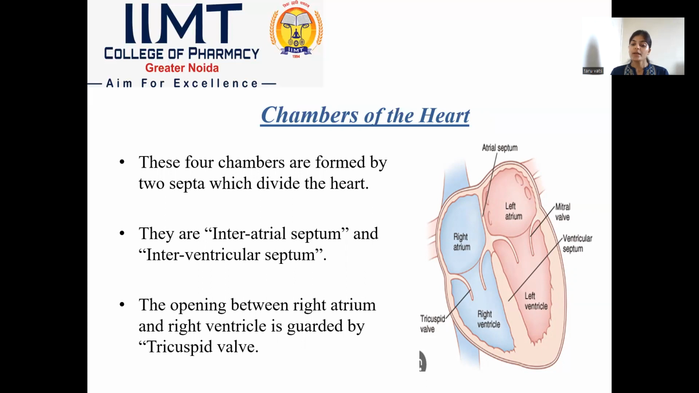Now, the opening between the right atrium and right ventricle is guarded by the tricuspid valve. Same as, the opening between the left atrium and left ventricle is guarded by the mitral valve. This mitral valve is also known as the bicuspid valve.